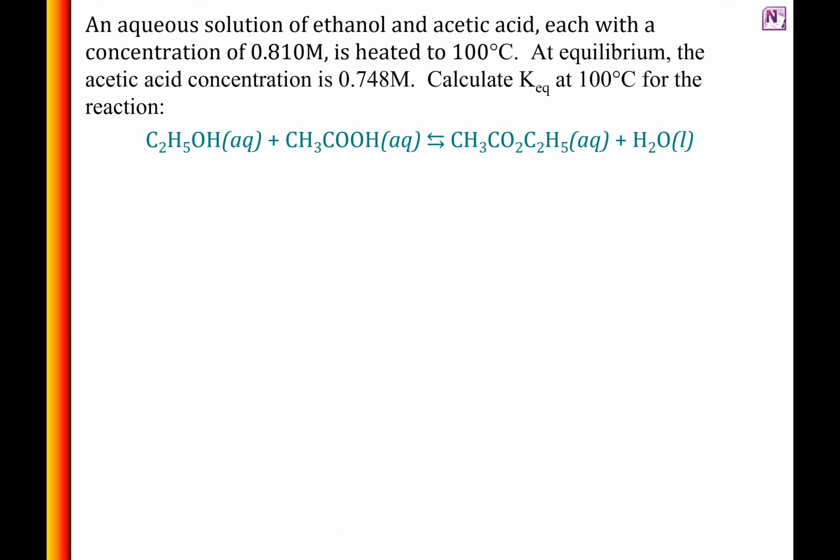It says an aqueous solution of ethanol and acetic acid, each with a concentration of 0.810 molarity, is heated to 100 degrees C. And it says at equilibrium, the acetic acid concentration is 0.748. It wants us to calculate KEQ at 100 degrees C for the reaction. And it gives us the reaction equation. So here we see ethanol and acetic acid combining to give us our products.